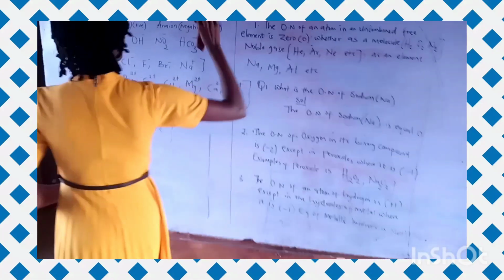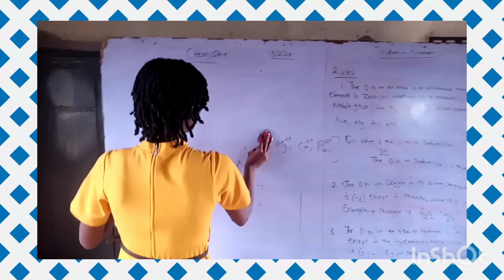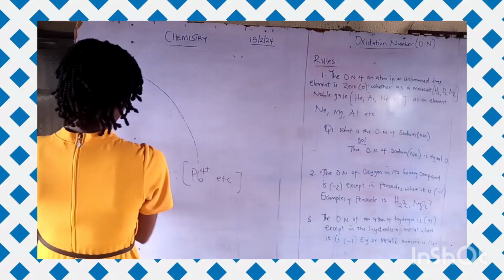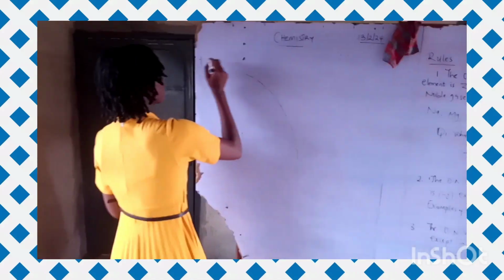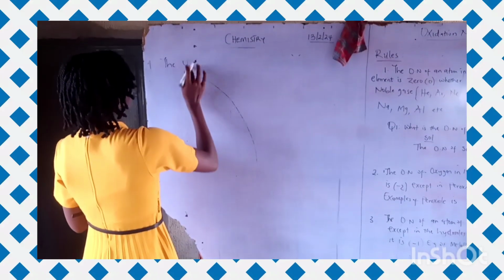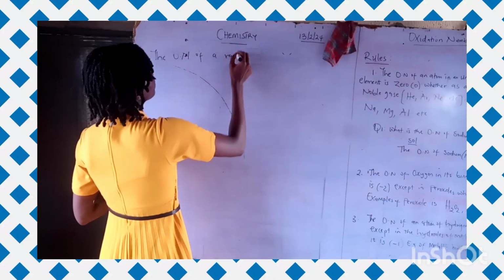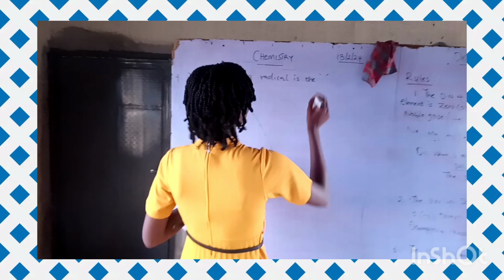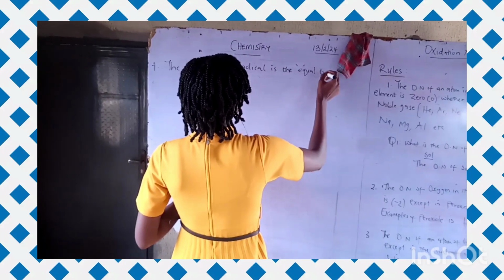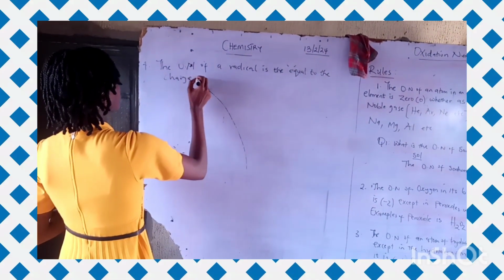Then rule number 4. Rule number 4 says the oxidation number of a radical is equal to the charge of the radical.